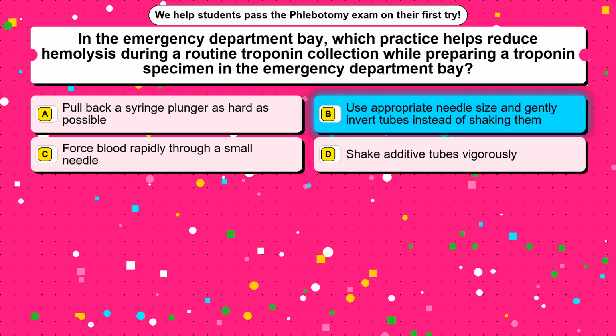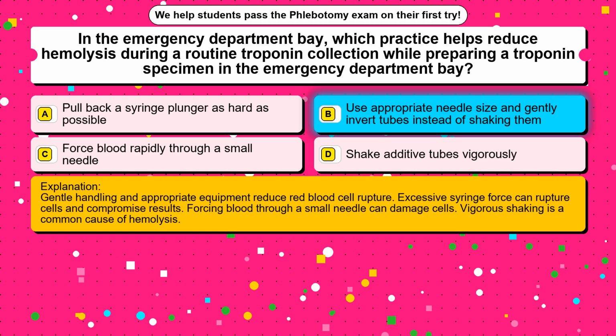The correct answer is option B. Use appropriate needle size and gently invert tubes instead of shaking them. Gentle handling and appropriate equipment reduce red blood cell rupture. Excessive syringe force can rupture cells and compromise results. Forcing blood through a small needle can damage cells. Vigorous shaking is a common cause of hemolysis.